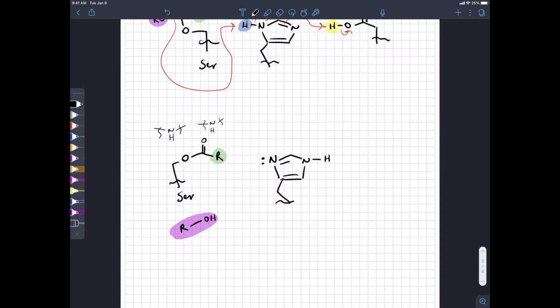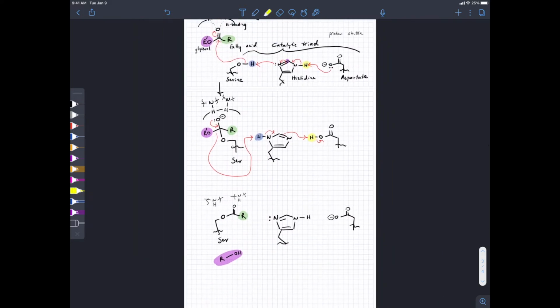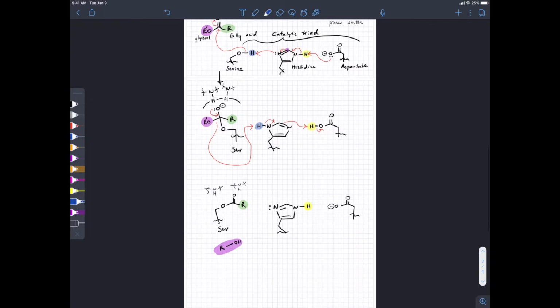is notice that the histidine and the aspartate are reset now as they were at the very beginning with the yellow proton on histidine. The only thing is that the blue proton left with glycerol. And notice that the fatty acid is not liberated. It's liberated from glycerol, but it's now connected to the enzyme. So this so far isn't ester hydrolysis. It's called transesterification, meaning we made the fatty acid go from one alcohol to another.